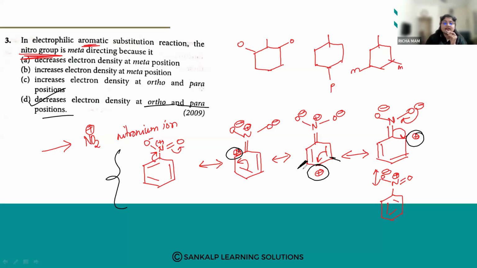Okay, because electron density is high. So the reason is it decreases electron density at ortho and para position. Yes, option number D. Yes, Tejaswini has also answered it. Very good. Okay. I hope it is clear.